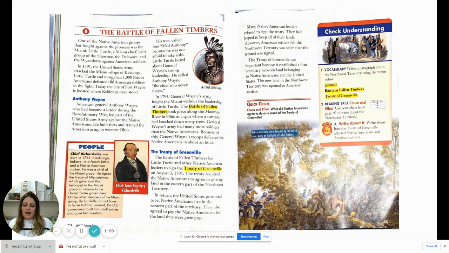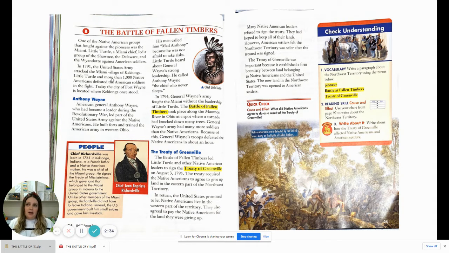So let's read about the Battle of Fallen Timbers. One of the Native American groups that fought against the pioneers was the Miami. Little Turtle, a Miami chief, led a group of the Shawnee, the Delaware, and the Wyandot against American soldiers. In 1791, the United States Army attacked the Miami village of Kikinoga. Little Turtle and more than 1,000 Native Americans defeated the American soldiers in the fight. Today, the city of Fort Wayne is located where Kikinoga once stood.